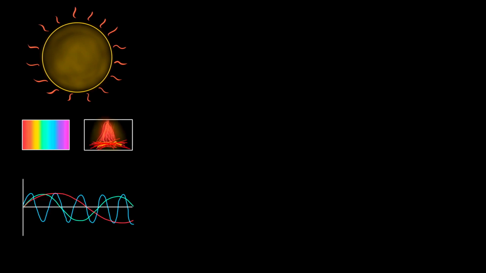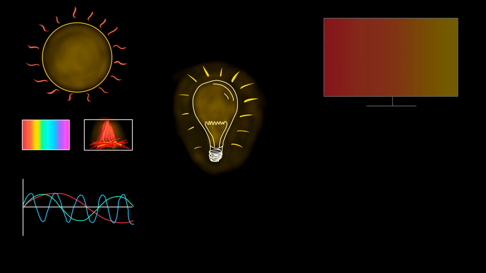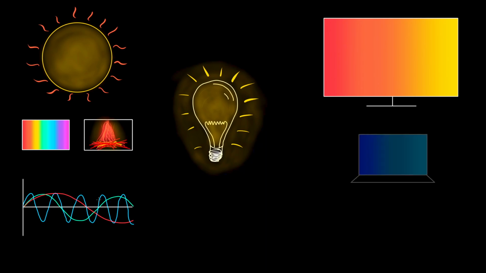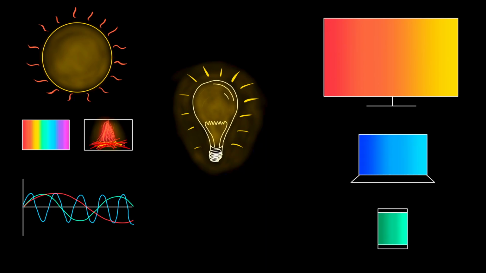Light is everywhere, the most famous example being the sun. The sun gives us both light and heat in the form of electromagnetic radiation. The light bulb has also become one of the most common household appliances, although it doesn't quite look like this anymore, and any display you might have in the form of a TV, laptop, or mobile phone emits light.